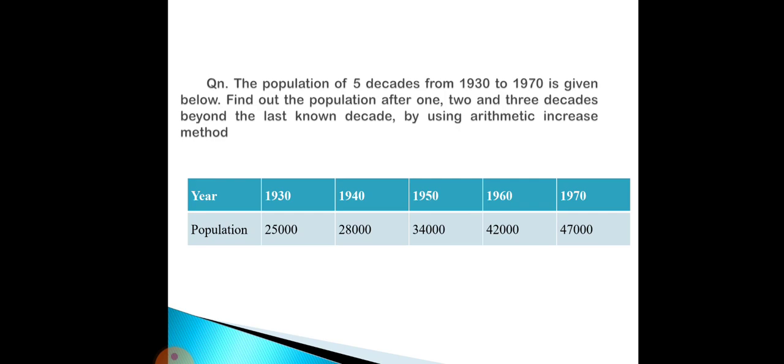As you see here, the data for the population for various years from 1930 to 1970 is as given in the table. We have to compute the population for 1, 2 and 3 decades beyond the last decade. Here the last decade is 1970, so we have to compute the population for 1980, 1990 and 2000. We'll see how this can be computed.